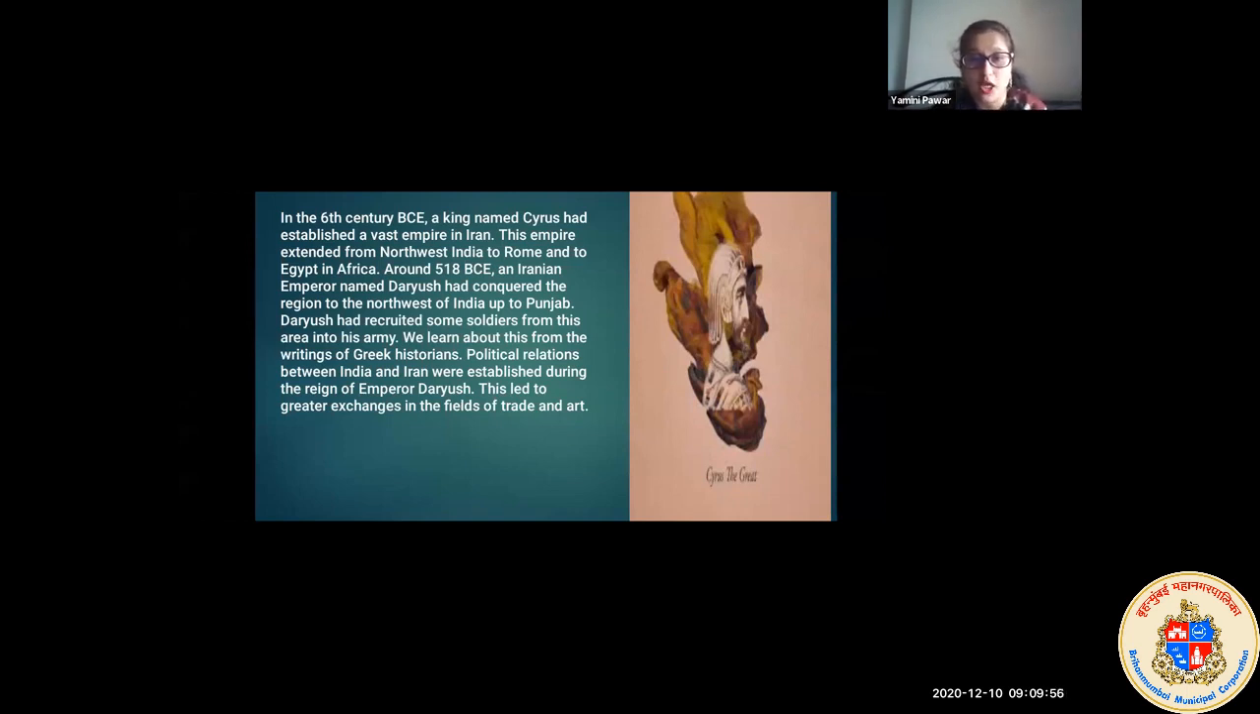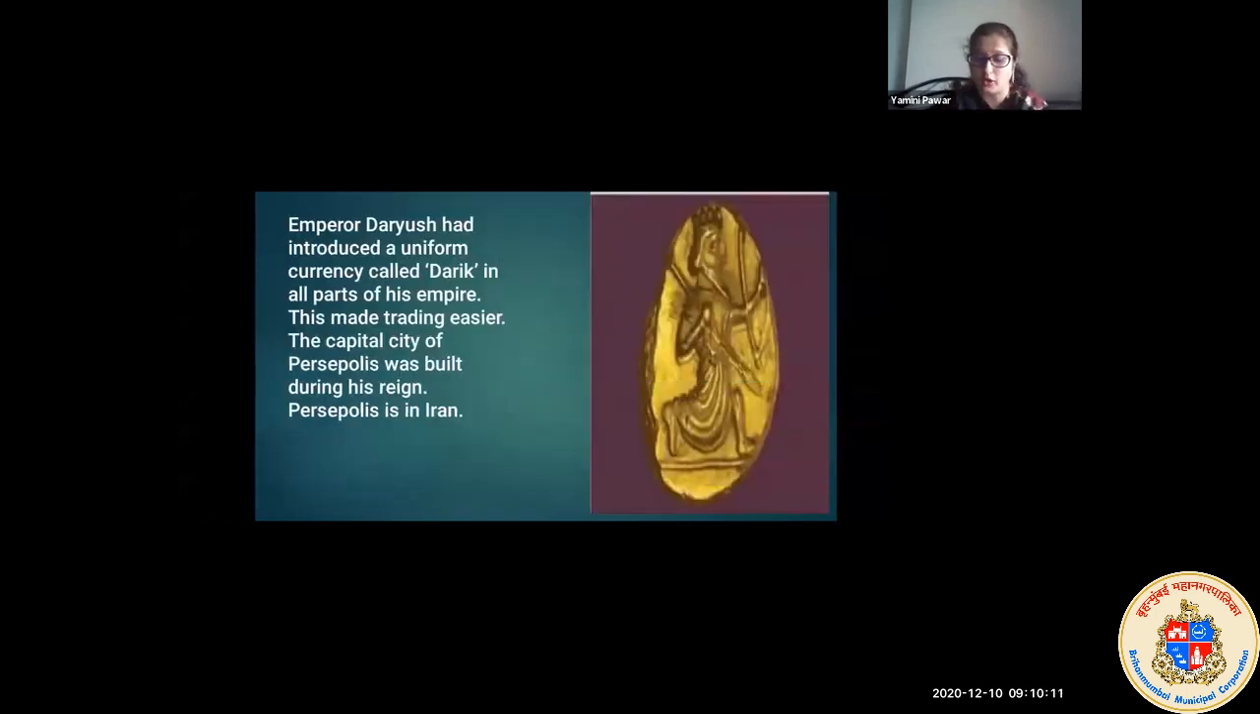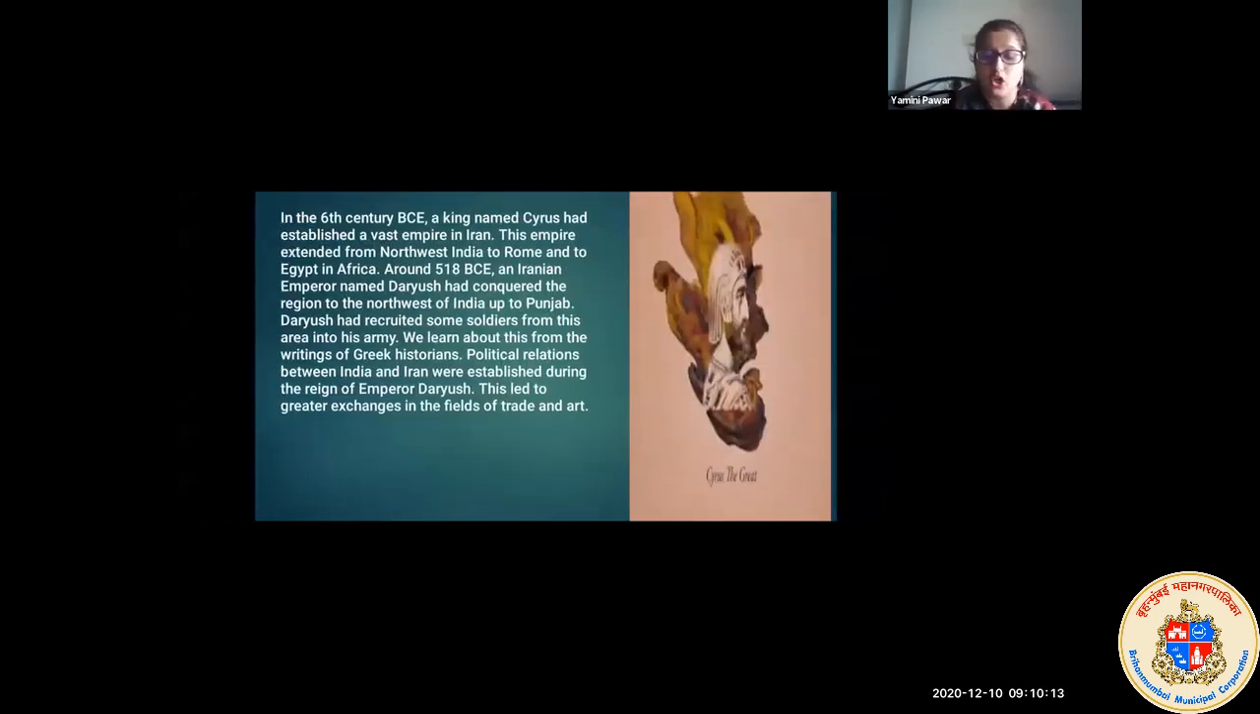Punjab. Up to the Punjab. Darius had recruited some soldiers from this area into his army. It means in around 518 BCE, the Iranian emperor named Darius had also conquered. You know what is the meaning of conquer, children? To win, to defeat. Okay, the region northwest of India up to Punjab. So in India also they started conquering till Punjab. They were successful in conquering.